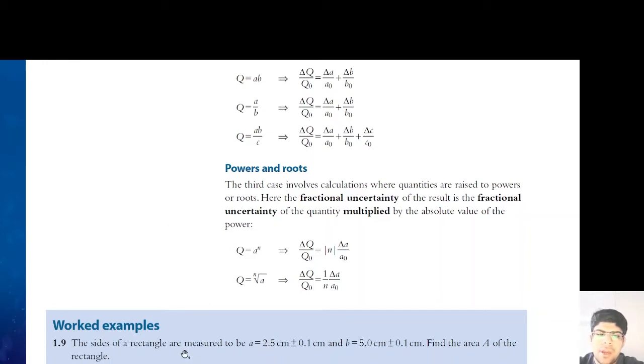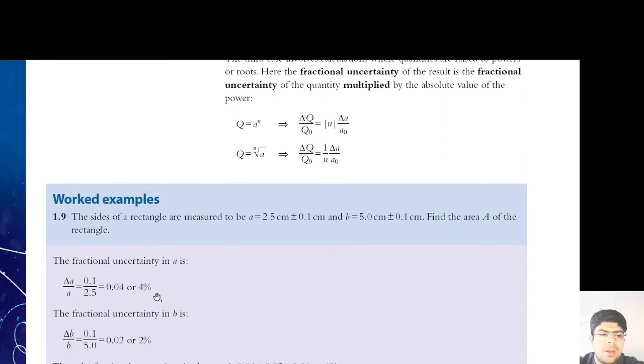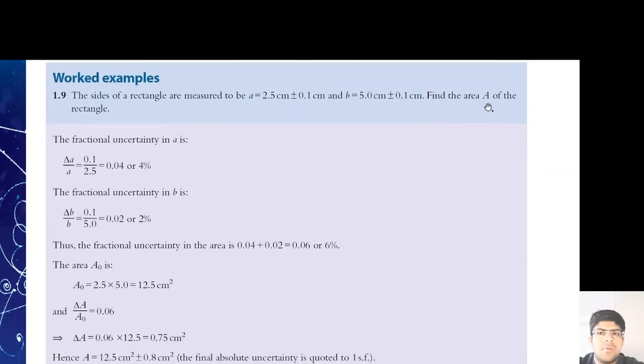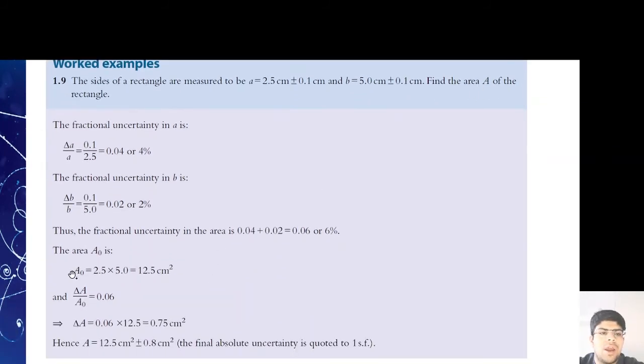When we get this, the fractional uncertainties we got are 0.04 and 0.02, and the percentage uncertainties are 4% and 2%. We add them, we get 0.06 or 6%. Then finally we have to find the area. So 2.5 into 5.0 equals 12.5 centimeter squared, and delta A over A0 would be 0.06.